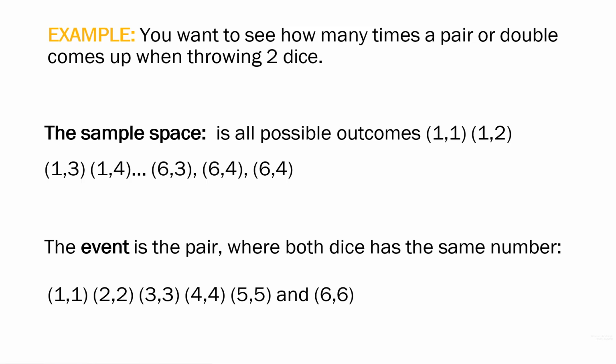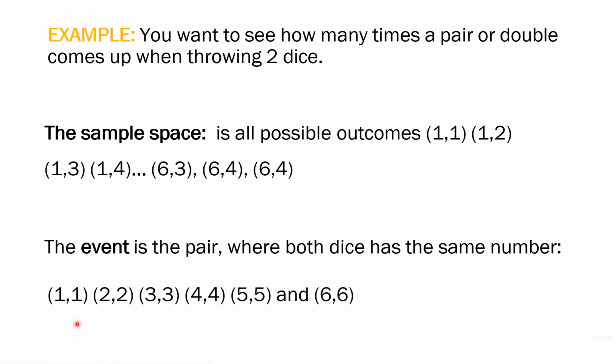So the sample space is all the possible outcomes. If you throw two dice, you might get one die saying 1 and the other one saying 1, or you might get one that says 1 and the other lands on a 2, and so on from there. And you can see that there are a lot of outcomes here. The event is the pair where both dice have the same number.